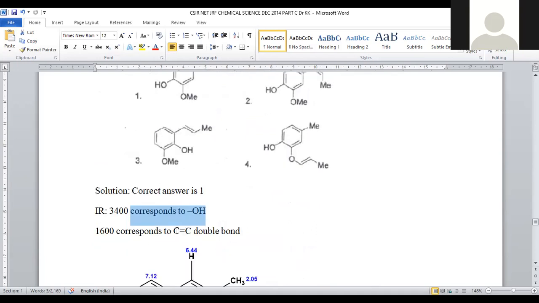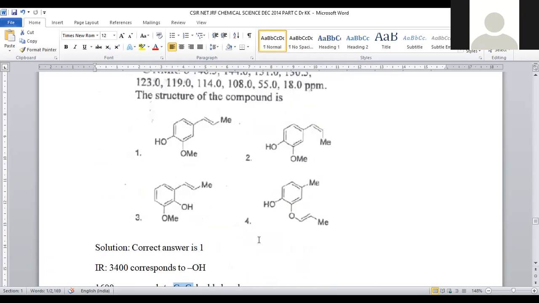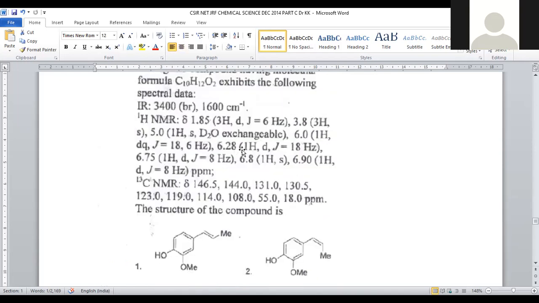And one more characteristic peak at 1600 will be the carbon-carbon double bond. If you have an amide functional group, it will give a peak at 1680. 1600 denotes carbon-carbon double bond. So carbon-carbon double bond is available in all 4 options. Even deuterium exchangeable hydrogens are also present. This will not give the complete information, just preliminary data you can collect from this.